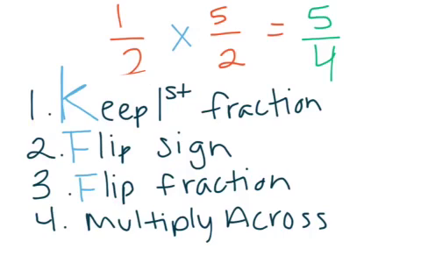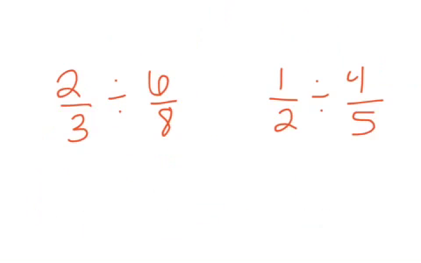Now we're going to want to simplify this by changing this to a mixed number. 5 goes into 4 one time with 1 left over and a final answer of 1 1/4. Try these examples on your own, pause the video, and press play when you're ready to check your answers.